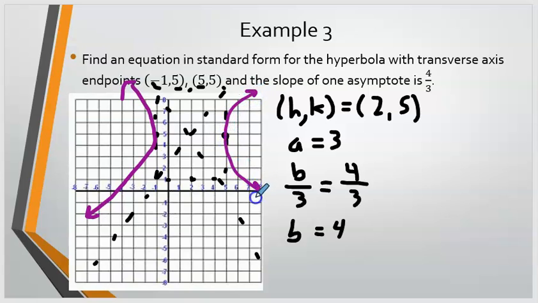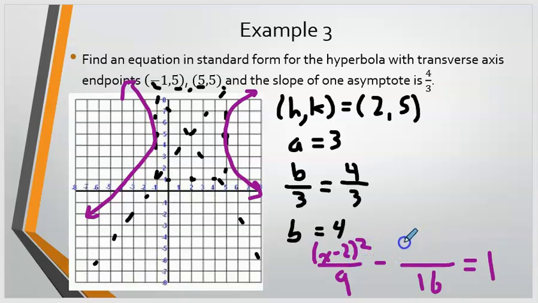And now we can write the equation out. So the first denominator is always a squared, so that's going to be 9. The second denominator is always going to be b squared, so that will be 16 in this case. Since this hyperbola is going in the x directions, we want to put the x minus h first. So x minus 2 squared and then that means y goes in the other fraction, so y minus k squared. And that's it for sketching and writing the equation of hyperbolas.